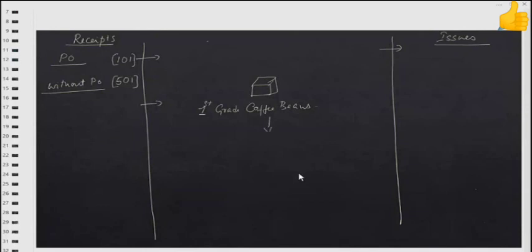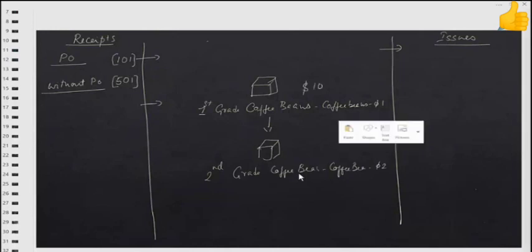So this is coffee beans 01. That's the material. Well, let's say there is another material that we sell. It's second grade coffee beans. Call it coffee beans 02, and the price of this is say $10, and the price of this is say $9 or $8.